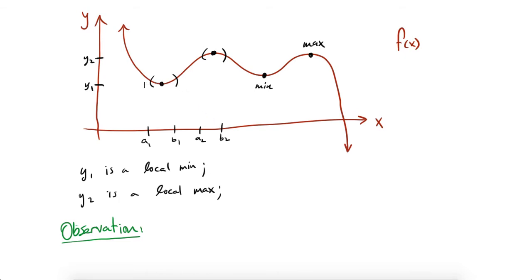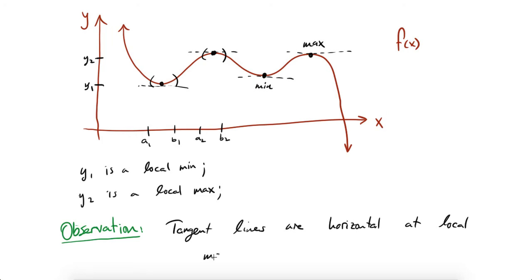It turns out that what they have in common is all their tangent lines have a feature in common, which is that all their tangent lines are horizontal. Okay, so the observation here is that the tangent lines are horizontal at local maxes and mins.